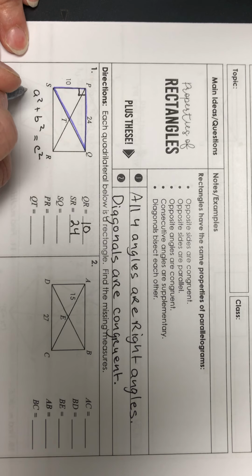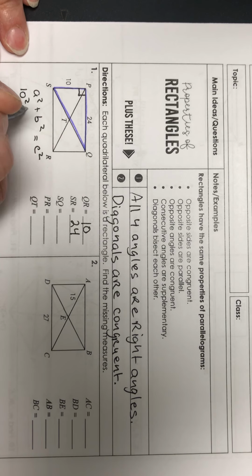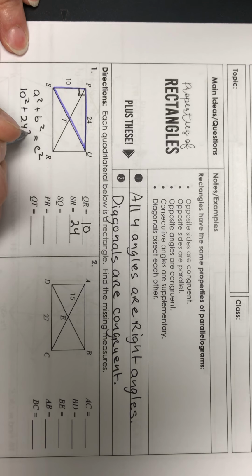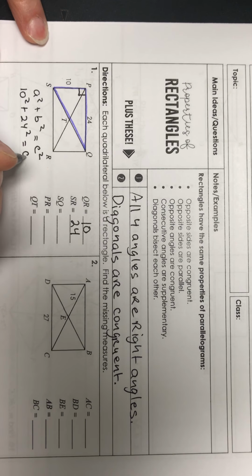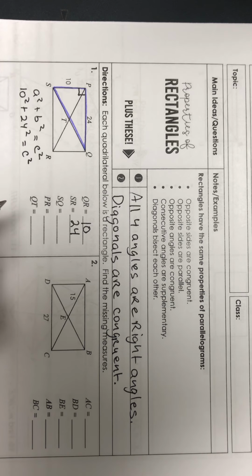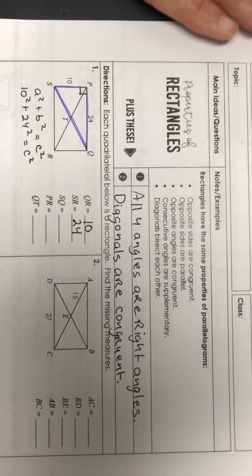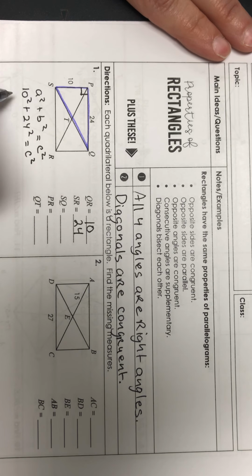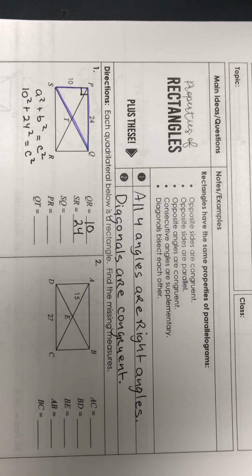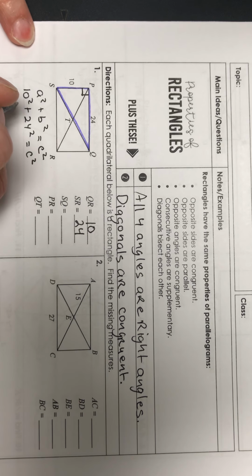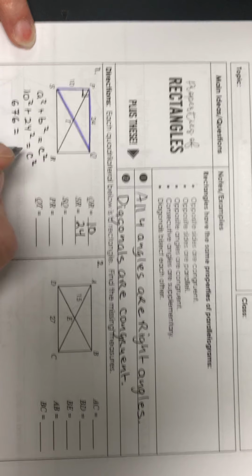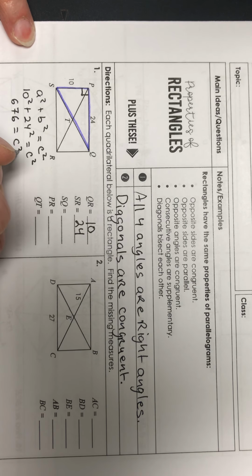So on this one, we're going to have 10 squared plus 24 squared equals c squared. Okay, I'm going to leave it as c. That's the side we're trying to find. 10 squared is, well, put that in your calculator. 10 squared plus 24 squared. If I put that in my calculator, I get 676. That is equal to c squared.